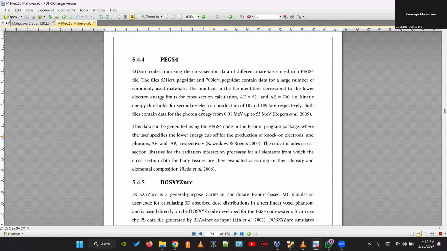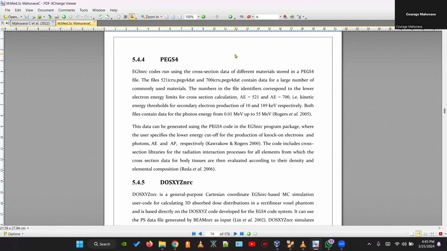All right, PEGS4 is basically a cross-sectional data file. Remember, I told you that Monte Carlo is based on probabilities, and these probabilities are based on atomic cross-sectional data. So this data is stored in a PEGS4 file, right? So the PEGS4 file gives you all that information. It's a bunch of numbers.